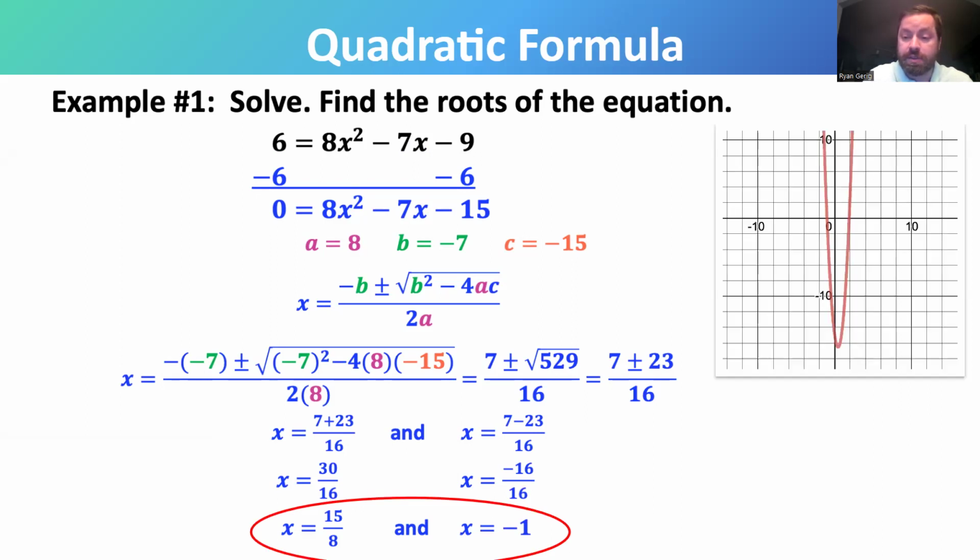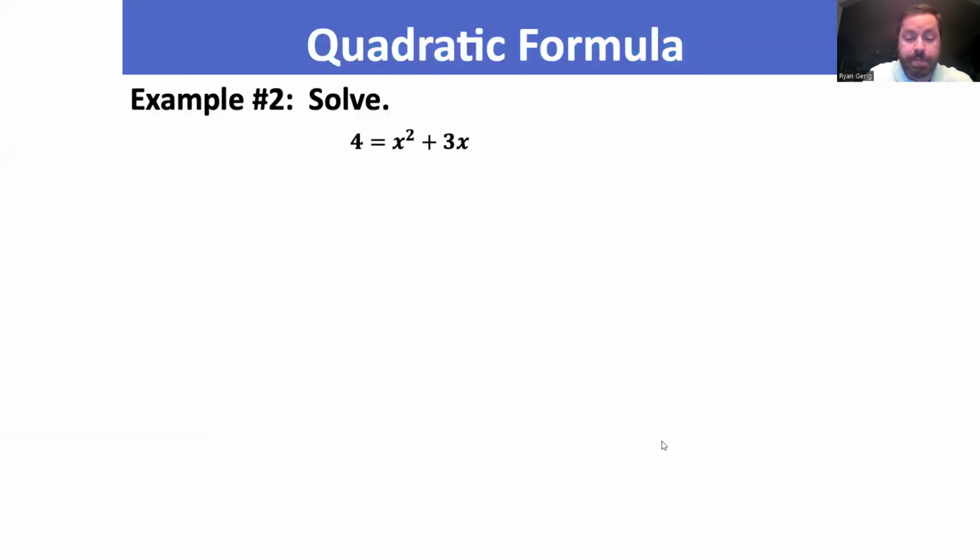If I graph that, you would see that it does cross at those points. So 15 over 8 is just less than 2. You can see it crosses right here, just less than 2, and it crosses the x-axis at negative 1. Okay, the scale's a little weird there, but you can kind of see that.